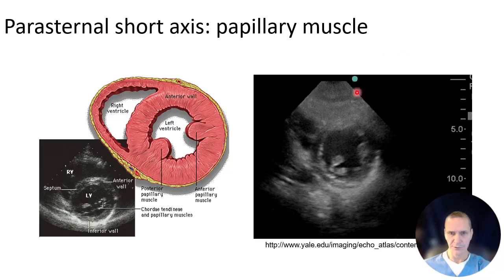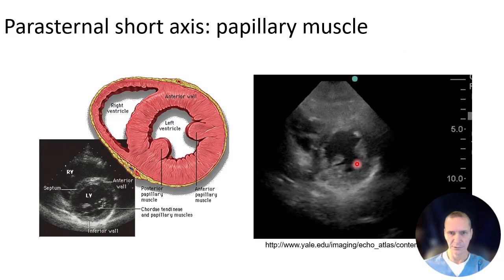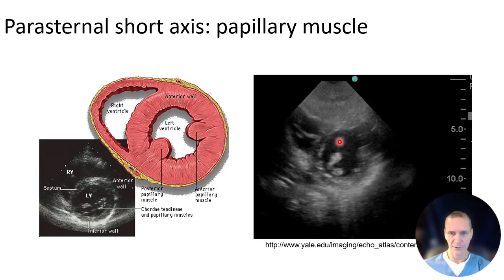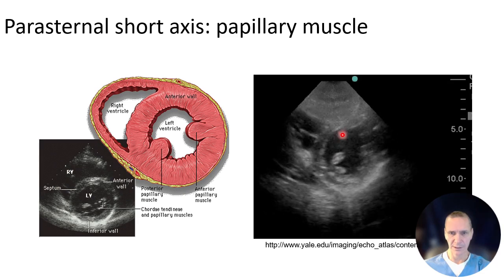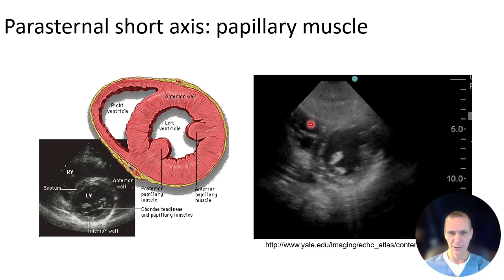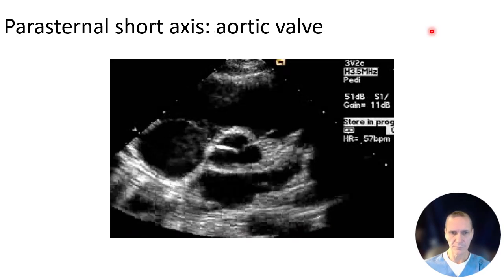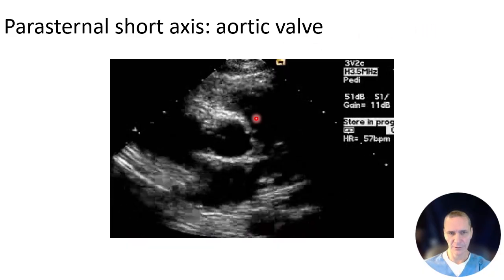Here's the parasternal short at the level of the papillary muscle. Again, when you're first learning, just look at LV, RV. This is the parasternal short at the aortic valve.